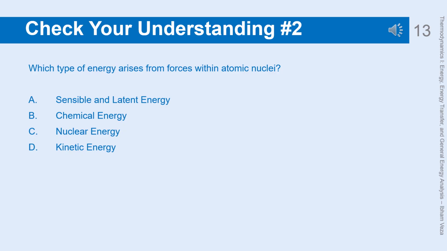Answer C. Nuclear energy. Explanation of why other answers are wrong. A. Sensible and latent energy. These are related to molecular motion, sensible energy, and phase changes, latent energy, not atomic nuclei. B. Chemical energy. This energy is stored in atomic bonds between molecules, not derived from the forces within atomic nuclei. D. Kinetic energy. Kinetic energy is the energy of motion and unrelated to the forces within atomic nuclei.